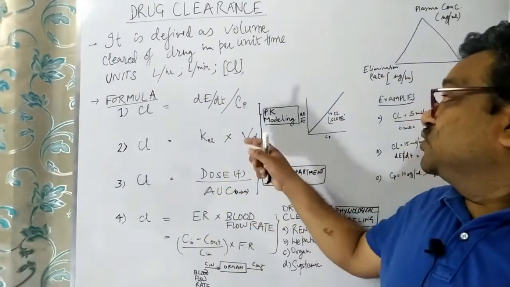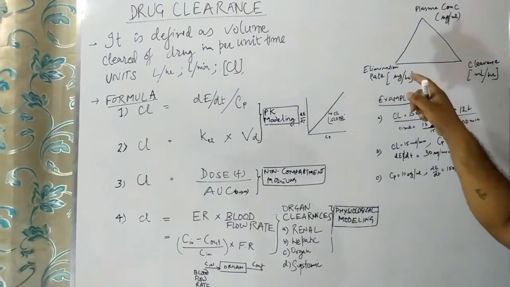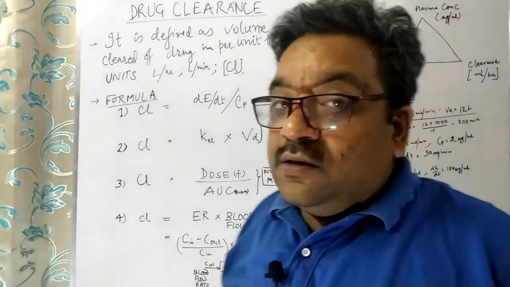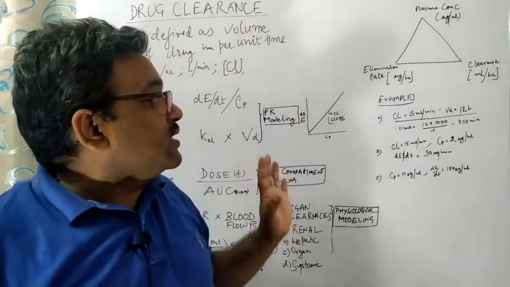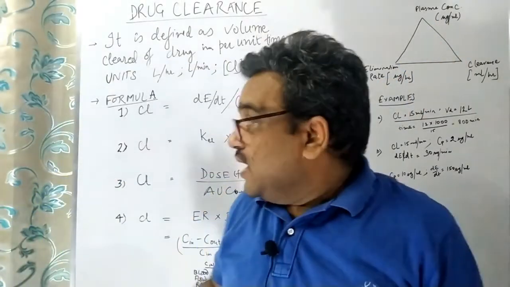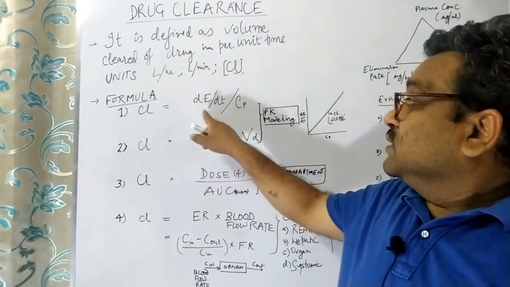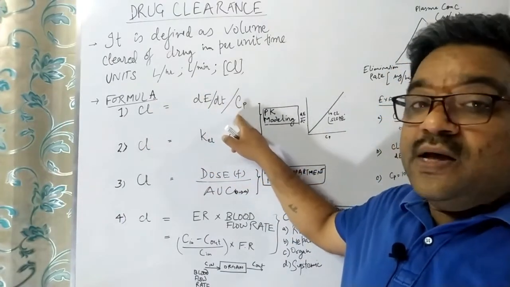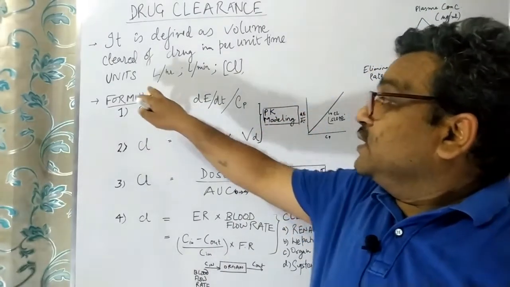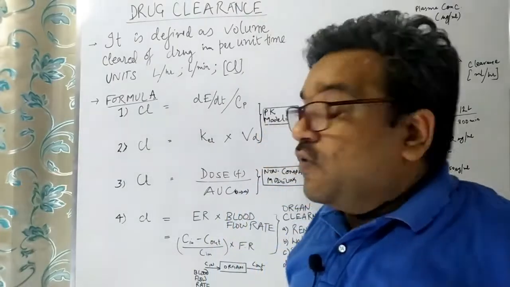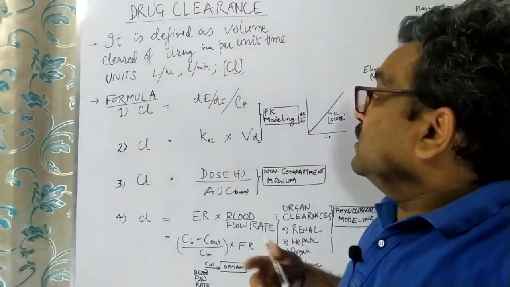So basically, as I have shown here, clearance is a proportionality constant between two important variables: one is the plasma concentration, and the other is the elimination rate. It can also be explained as clearance is dE by dt divided by the plasma concentration, which is calculated through pharmacokinetic modelings. Clearance has the unit of volume per unit time, either liters per hour or ml per minute.